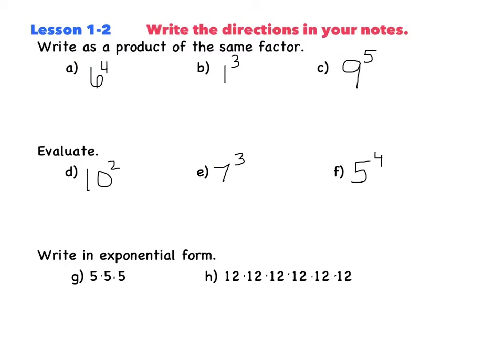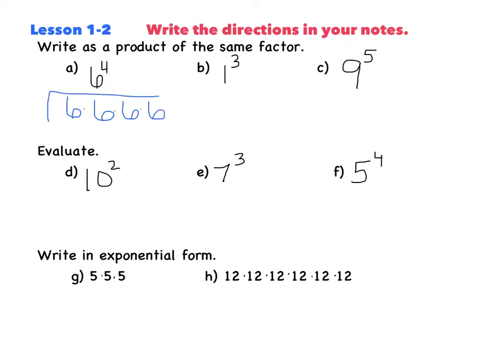For letter A, we have 6 to the 4th power. In the directions it says to write as a product of the same factor. So what does that mean? A product of the same factor? Product means we're going to write out the multiplication and using the same factor. So the factor is our 6 in the first problem that's being repeated.